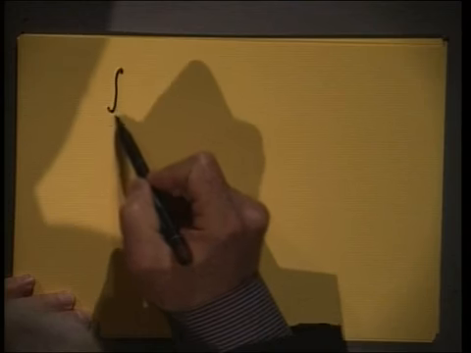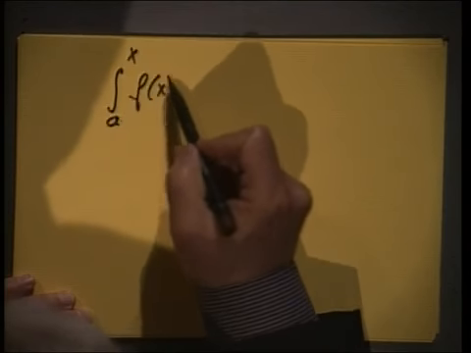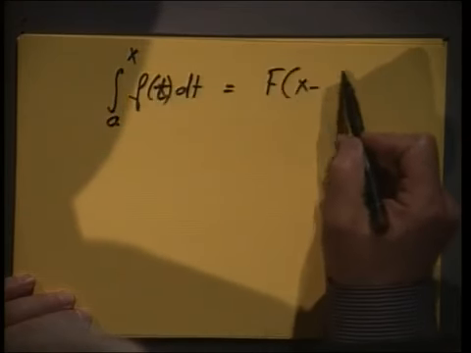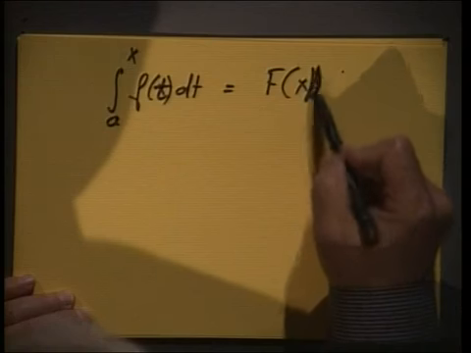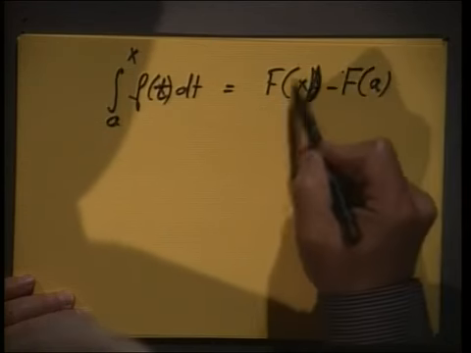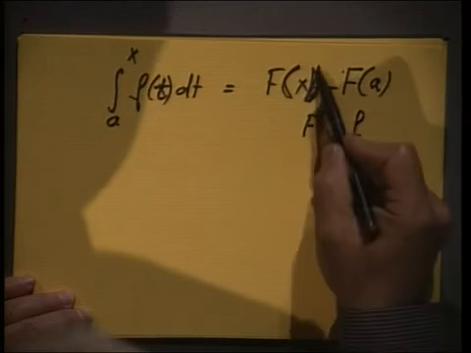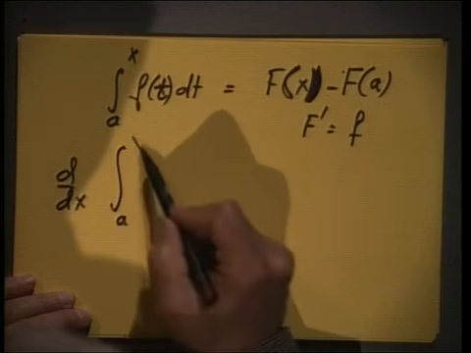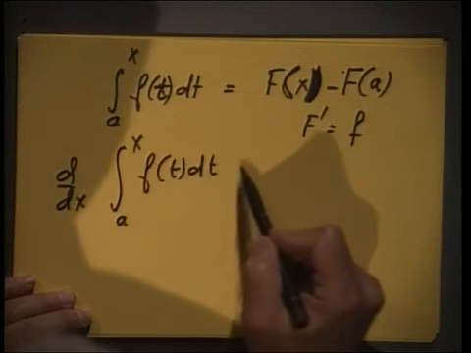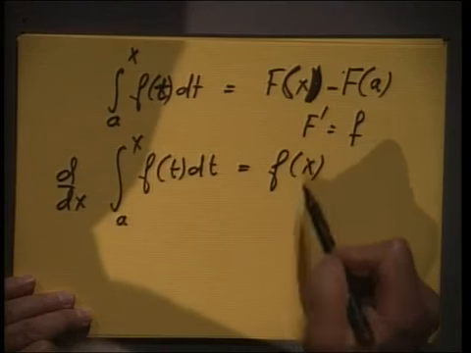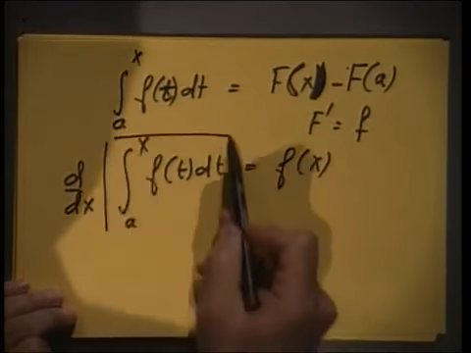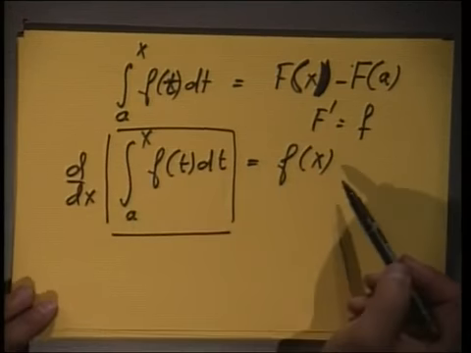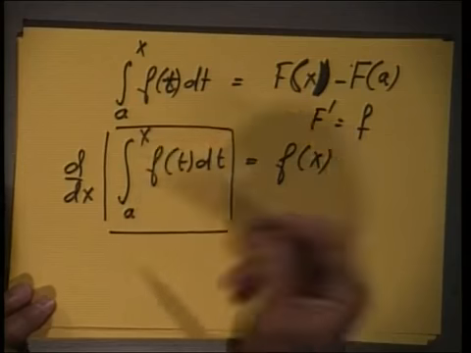Cauchy said the following: the integral from a to x of a function f having an antiderivative F, that is the integral of f(t) dt, is equal to F(x) minus F(a), where F prime is equal to f. Now, if we differentiate this with respect to x, you get f of x. So it just means that this is at the same time an antiderivative of small f, because when you differentiate you get f, and in the same way it is a kind of integral.